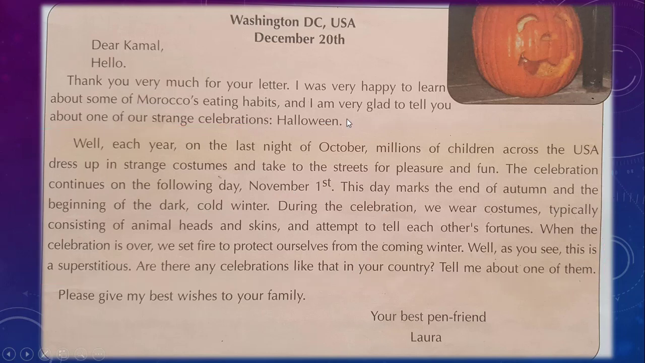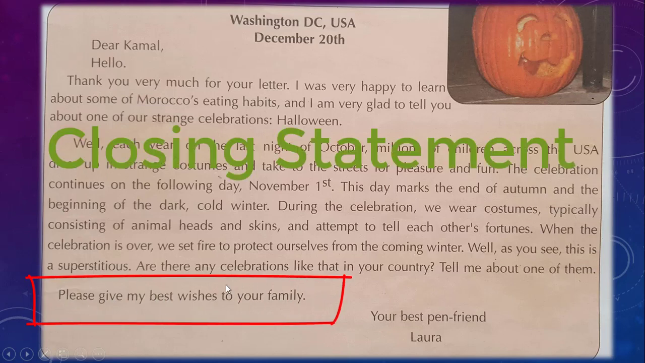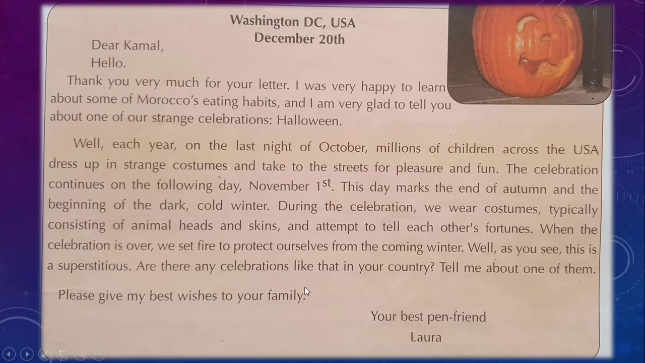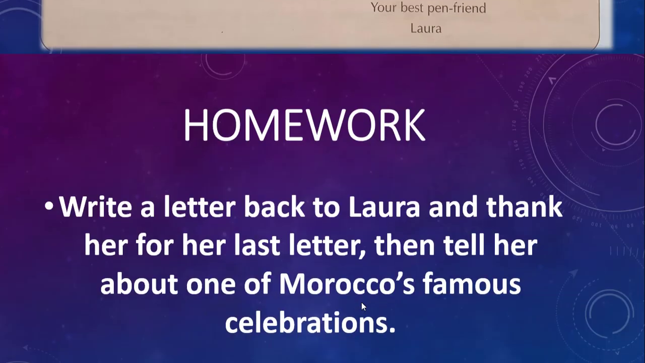And at the end she said, please give my best wishes to your family. This is the part which we call the closing. The closing statement is the last statement you say before you end your letter. After that, your best friend Laura, this is the signature. Here we write the name of the person who is sending the letter, not the receiver, the sender's name.